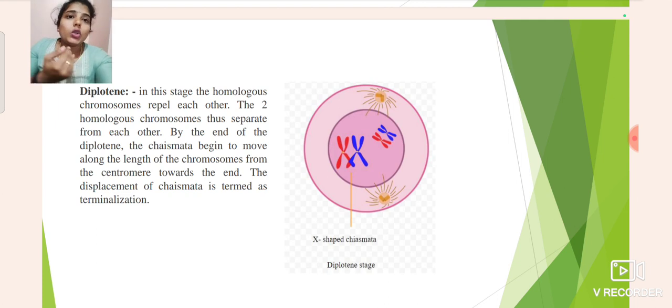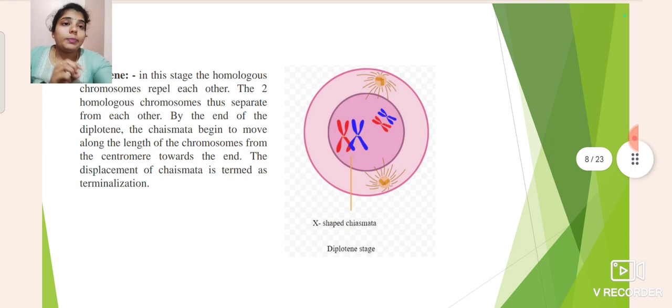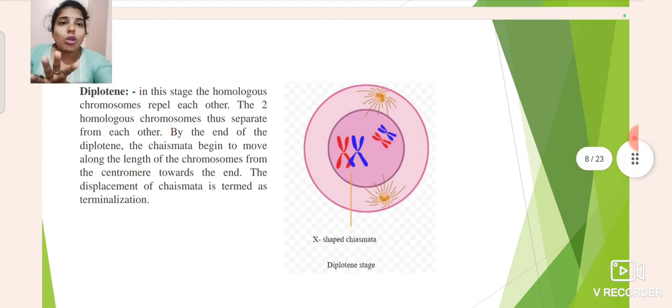So what do we mean by crossing over? In the diplotene, crossing over happens. It means what?